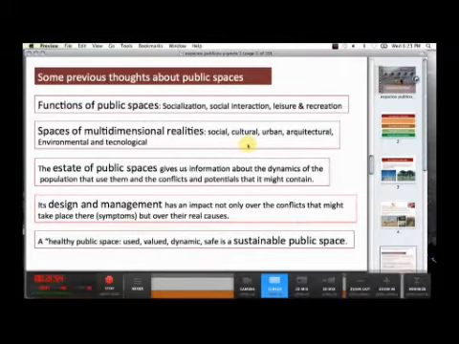This is more from a detached perspective, which is to what extent the state of public spaces gives us information about the dynamics of the population that use them, and the conflict and potentials that these public spaces might contain. I would also add they can depict political will, how the city is considered or understood by authorities, political or technical. I think this is very important.